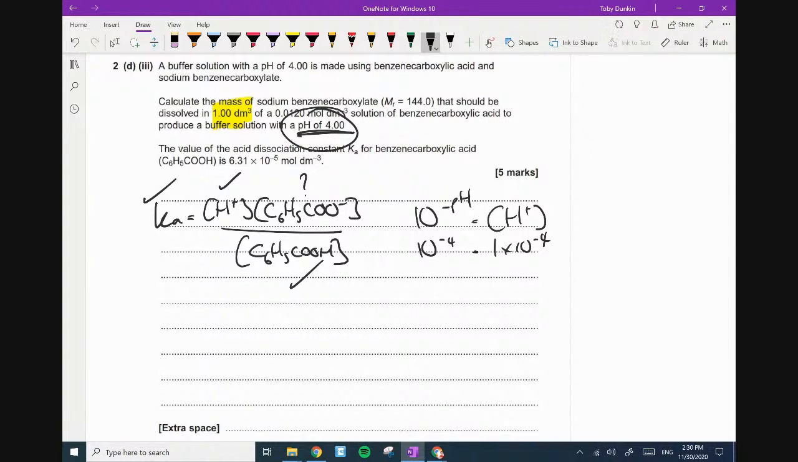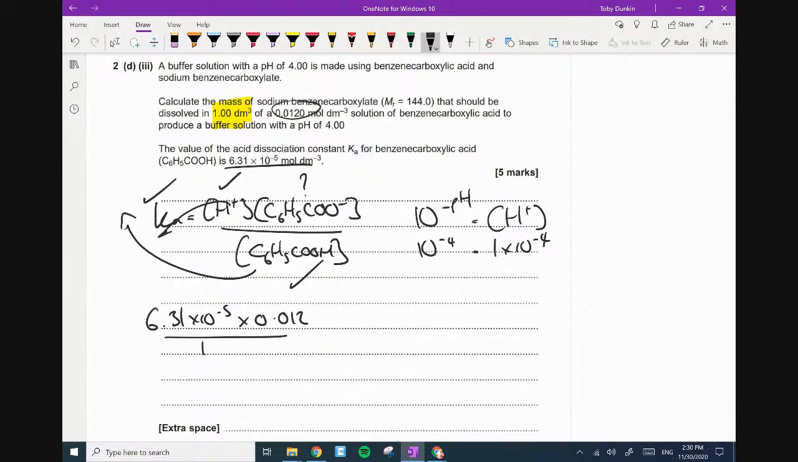Right, I've also got the Ka, which is there. So I can reorganize this for the salt. Bring that up to there. So Ka, and we can start inputting some numbers to speed this up. 6.31 times 10 to the minus 5, multiplied by the concentration of the benzene carboxylic acid, which is 0.012. So that's constant, and then I'm going to bring the H plus down, all over 1 times 10 to the minus 4. That's going to give me the salt.